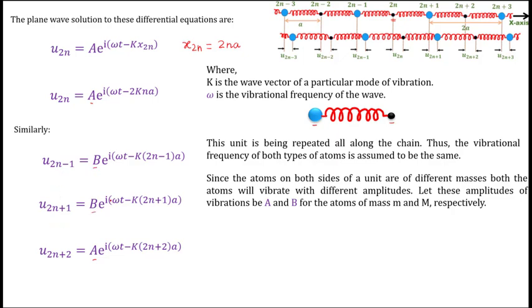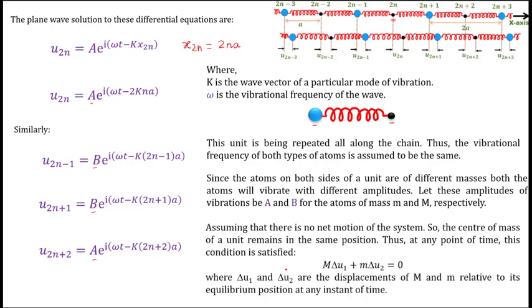while that of 2n minus 1 and 2n plus 1 is written as capital B. Now if we assume that there is no net motion of the system due to this longitudinal vibration, the center of mass of the unit must remain at rest or must remain fixed. We know that the condition for the center of mass of a two-particle system to be at rest is capital M delta u1 plus small m delta u2 is equal to 0, where delta u1 and delta u2 are the displacements of capital M and small m relative to the equilibrium position at any instant of time.